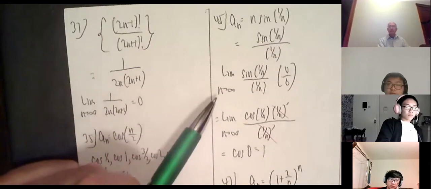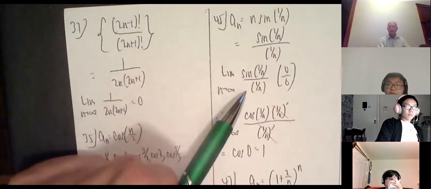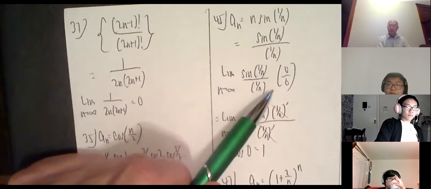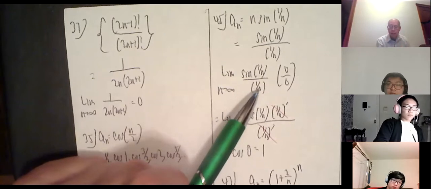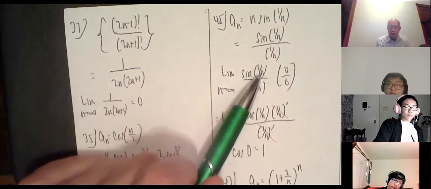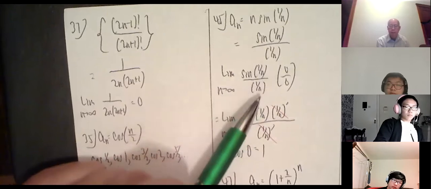Now I take the limit as n approaches infinity of this. This is 0 over 0. When n gets big, 1 over n approaches 0, and sine of 0 is 0. So I can do L'Hopital's rule.